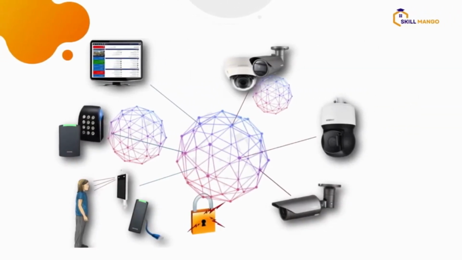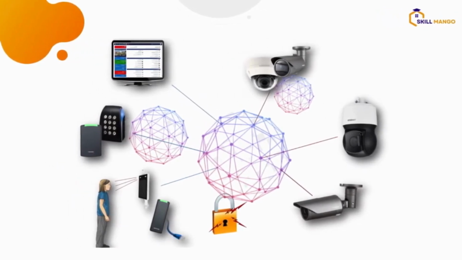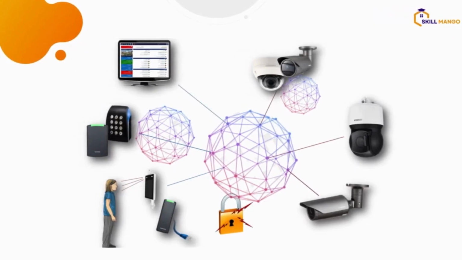Also, you could look at the configuration. All has to be network embedded. They have to be on the same network as the access control terminal and the NVR or the IP cameras.